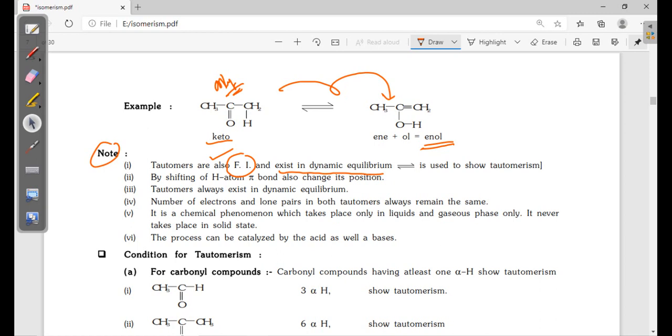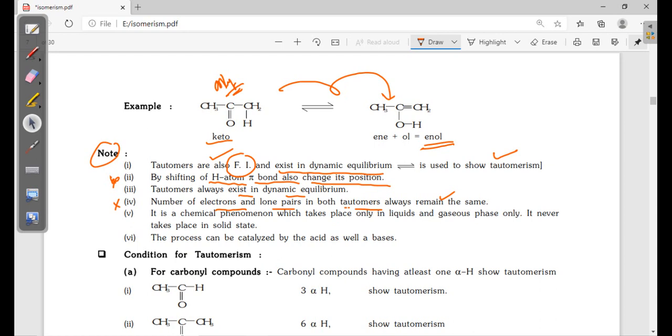So this is used to show tautomerism. The second important point here: by shifting a hydrogen atom, the pi bond also changes its position. Tautomers always exist in dynamic equilibrium. The number of electrons and lone pairs in both tautomers always remains the same. Important point here also: the number of electrons and lone pairs in both the tautomers should remain the same.